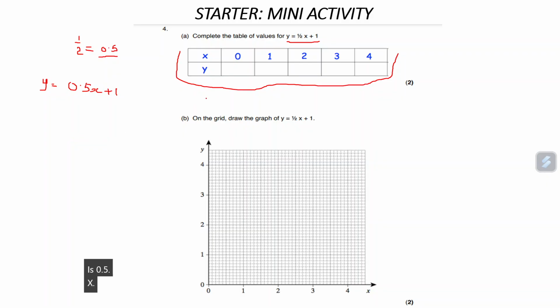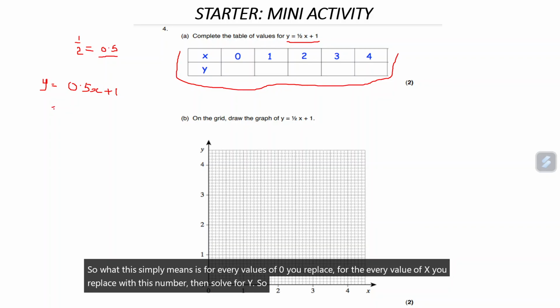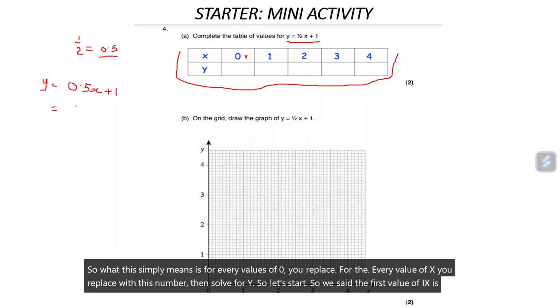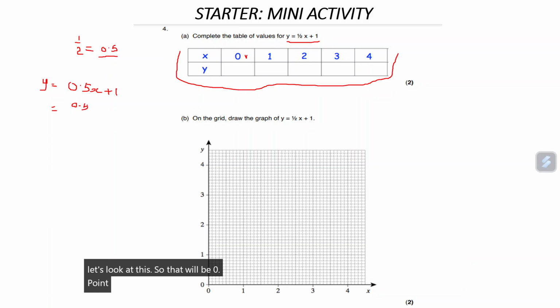What this simply means is for every value of x, you replace x with this number, then you solve for y. So let's start. The first value of our x is 0. So that will be 0.5 times 0 plus 1.